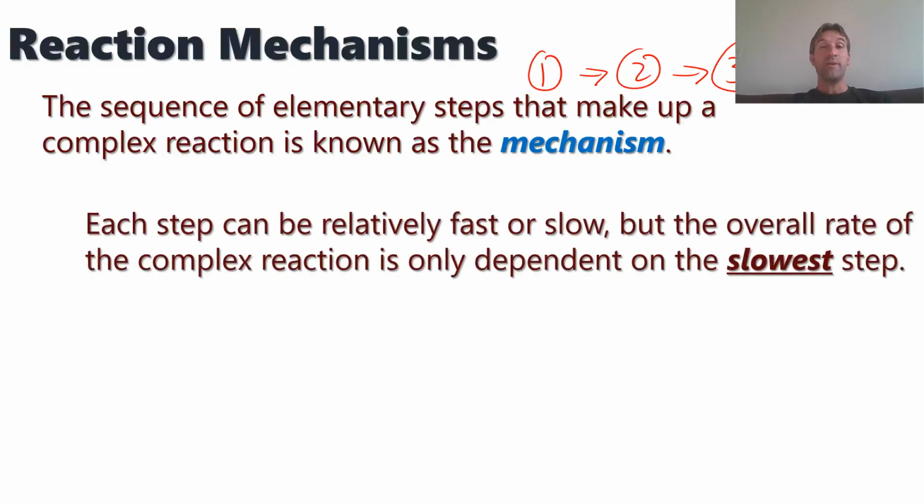Each step can be fast or it can be slow, but the overall rate of a reaction is going to depend only on our slowest step. Okay? The slow step is also sometimes called the rate determining step. So if you see that rate determining slow step, that's the thing that we want to focus on as we try to understand the process.